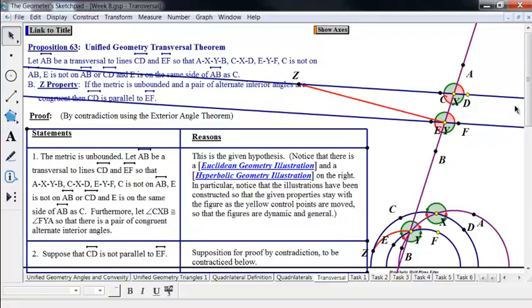So that's the Z property, the one direction of the Z property that's true in neutral geometry, and of course, by saying the metric is unbounded, as part of the hypothesis, it's true in unified geometry. So we have this proof, and we're done with that part.